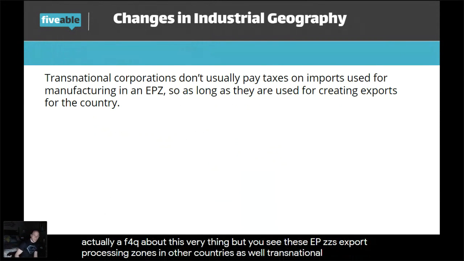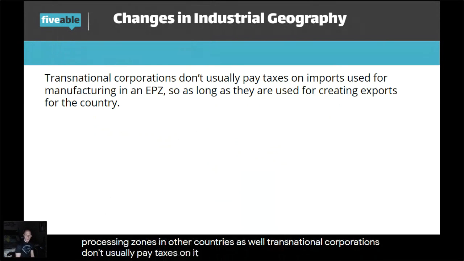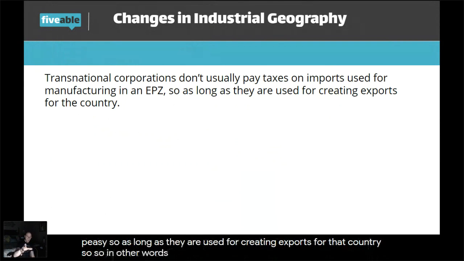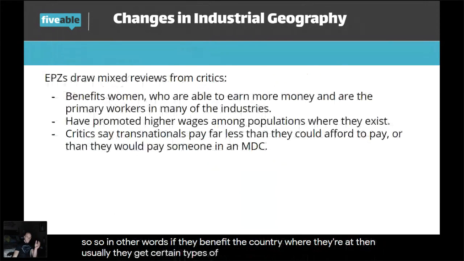Transnational corporations don't usually pay taxes on imports used for manufacturing in an EPZ, as long as they are used for creating exports for that country. In other words, if they benefit the country where they're at, then usually they get certain types of incentives.